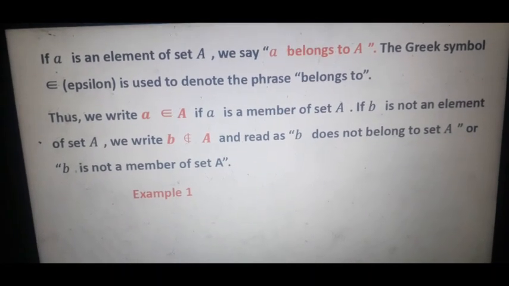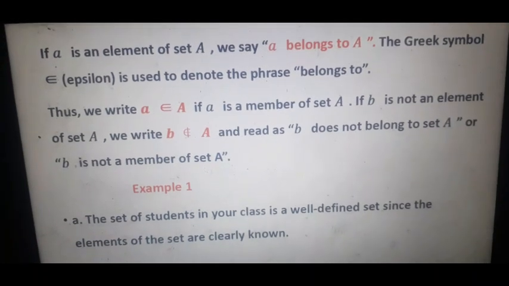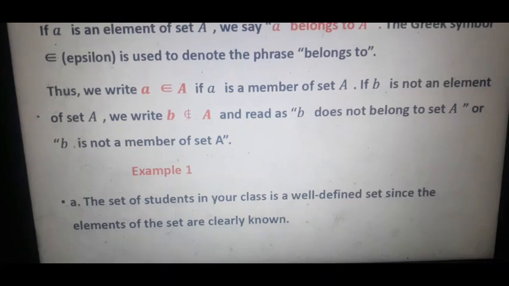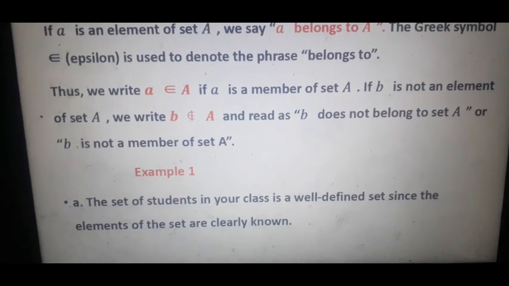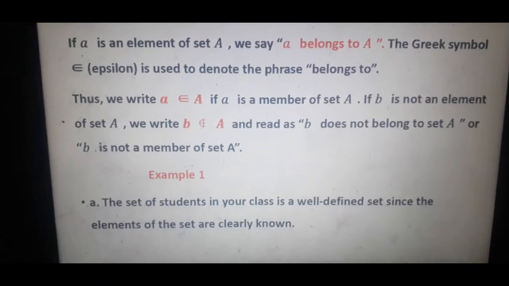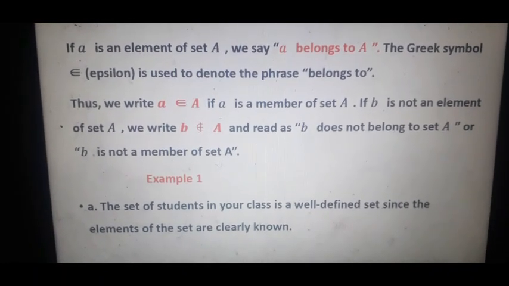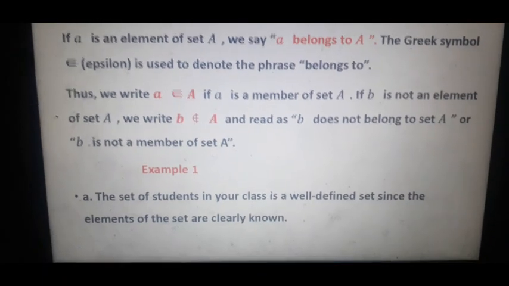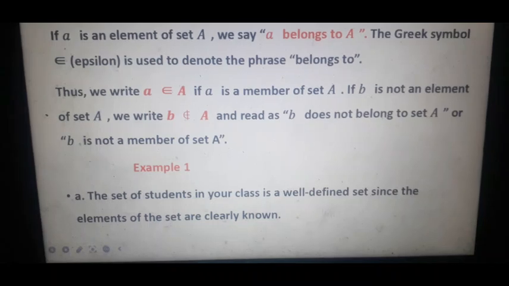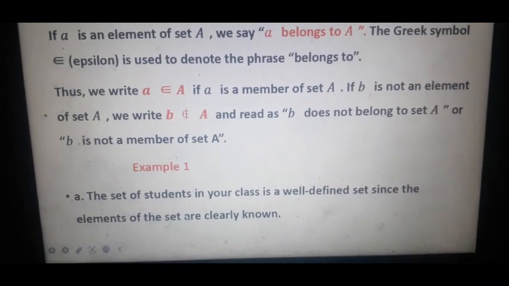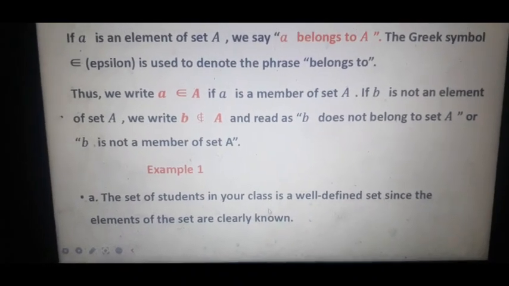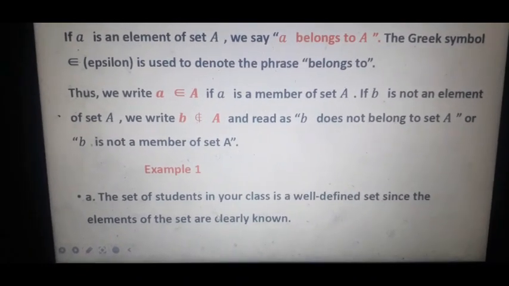For example, the set of students in your class is well defined. As you know, the total number of students in your class is known. There is no doubt whether a student is in the set or not. So this clearly defines a set, because the students in a given class are known.